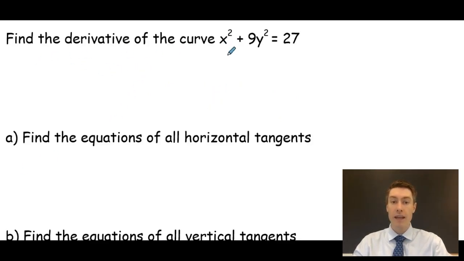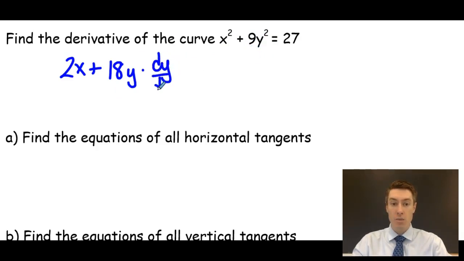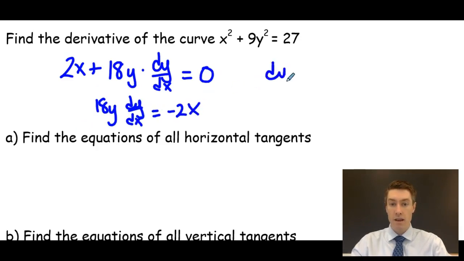Find the derivative of the curve x squared plus 9y squared equals 27. Okay, so again, the derivative of x squared with respect to x is 2x. The derivative of 9y squared, that's going to be 18y, derivative of the outer function, inside stays the same, times the derivative of the inner function, which is dy/dx, equals 0. So 18y dy/dx equals negative 2x, and dy/dx is equal to negative x over 9y.